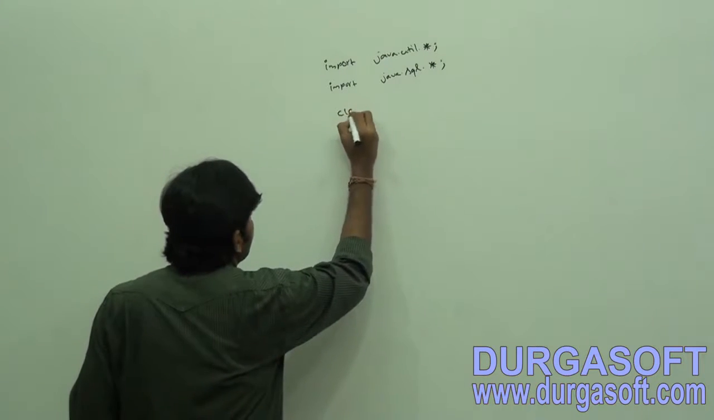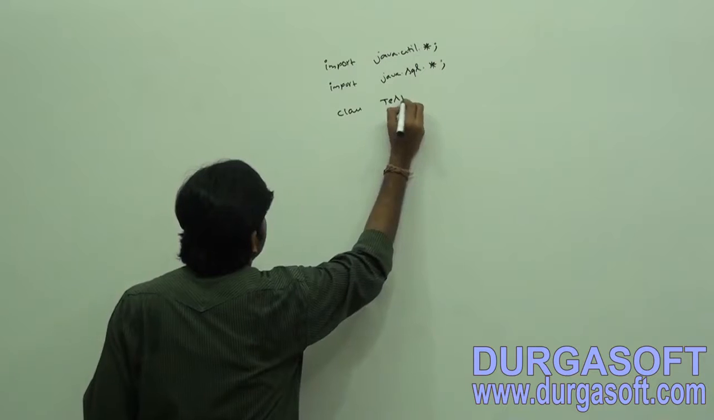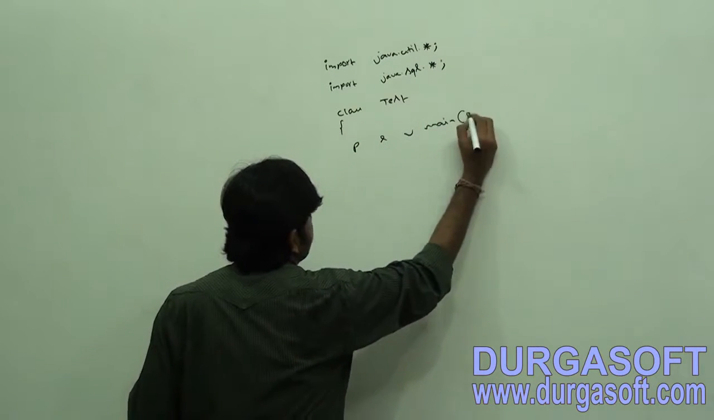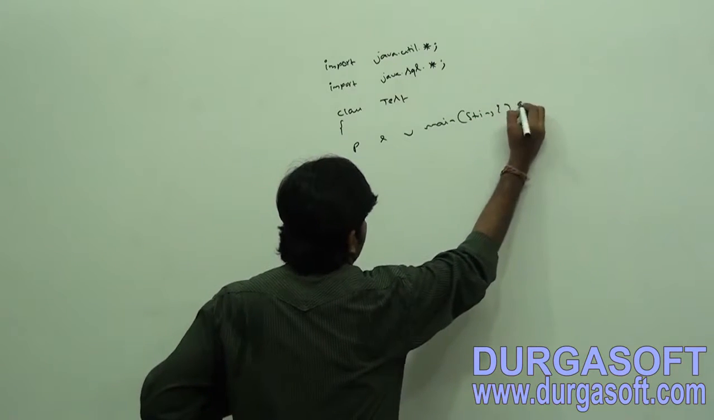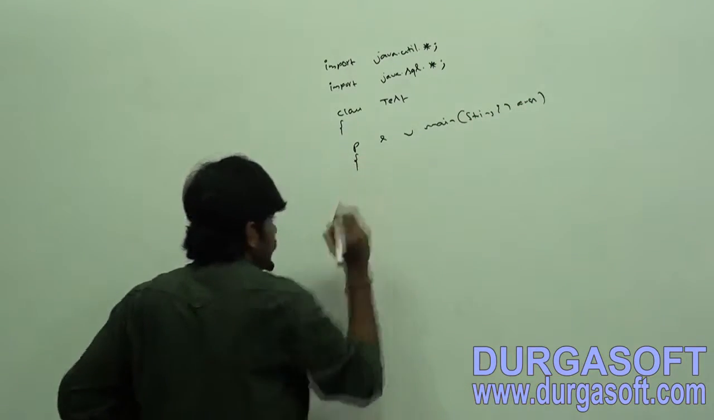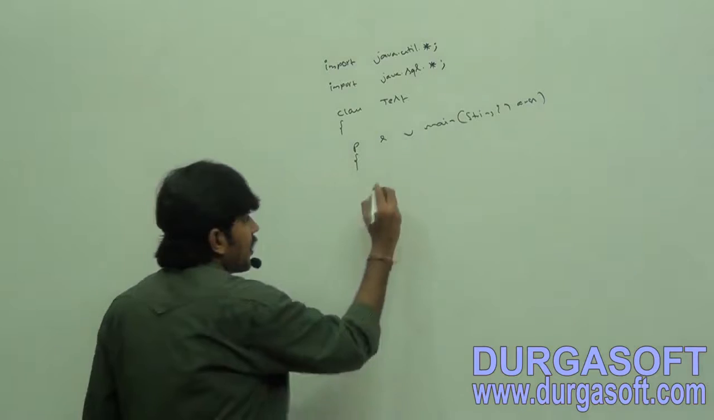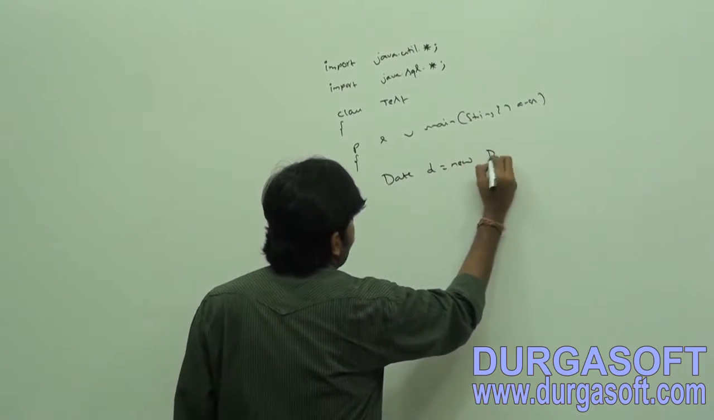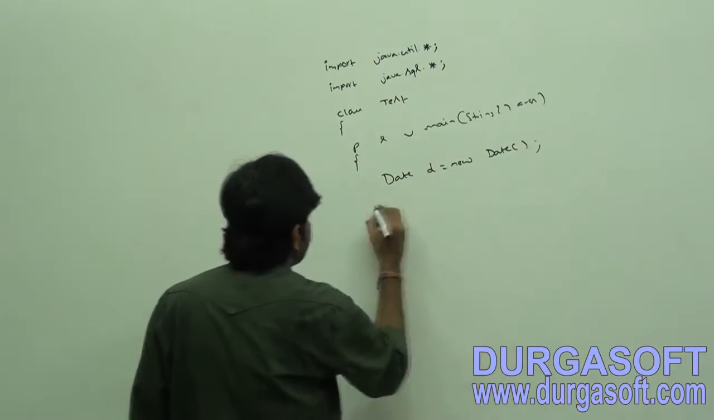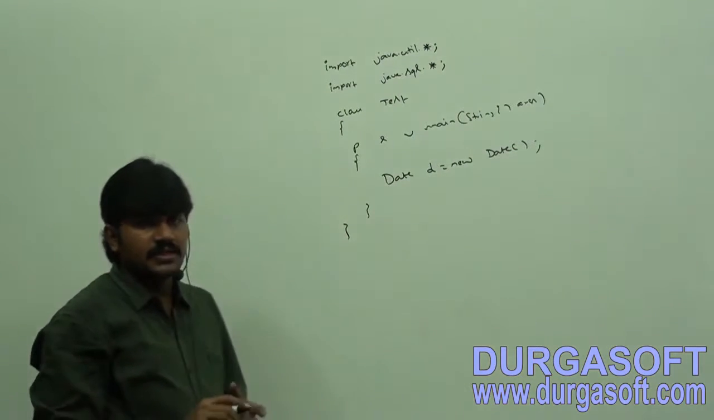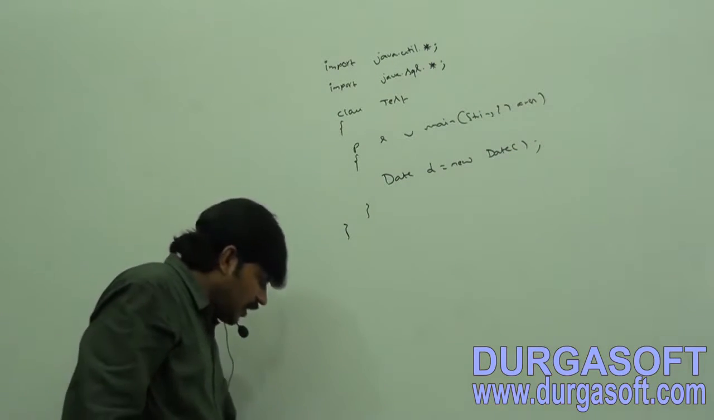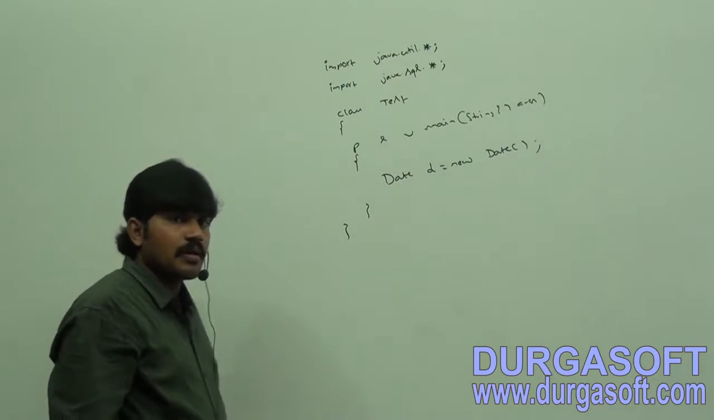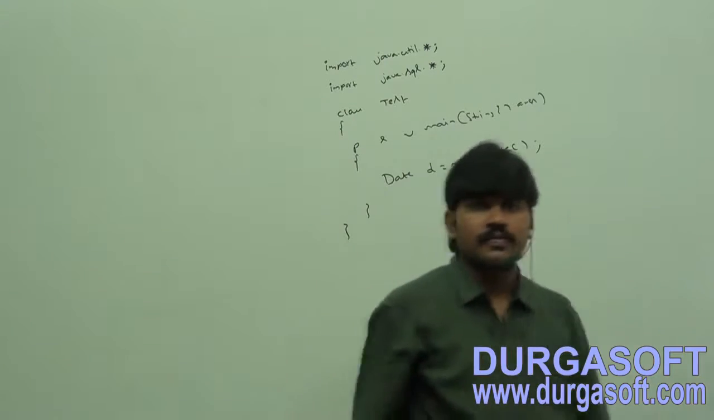Next, class Test, public static void main(String[] args). Date d = new Date(); I am taking Date d = new Date(). Can you tell, is the code going to compile or not? Why?